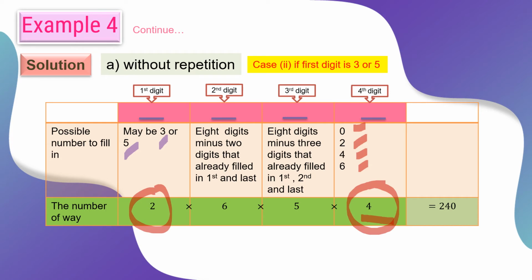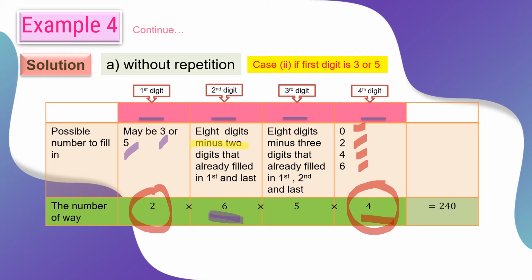4. So now you go to the second digit. 8 must minus 2. Why? Because already filled in the first and the last place. So the answer is 8. Sorry, the answer is 6.